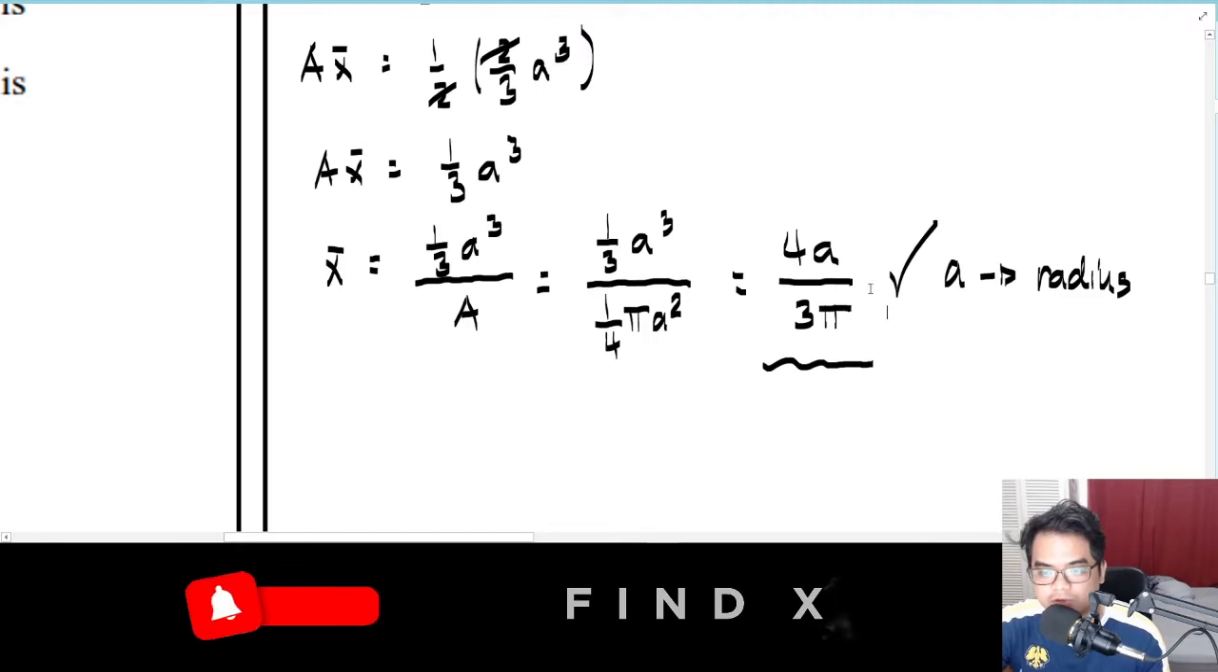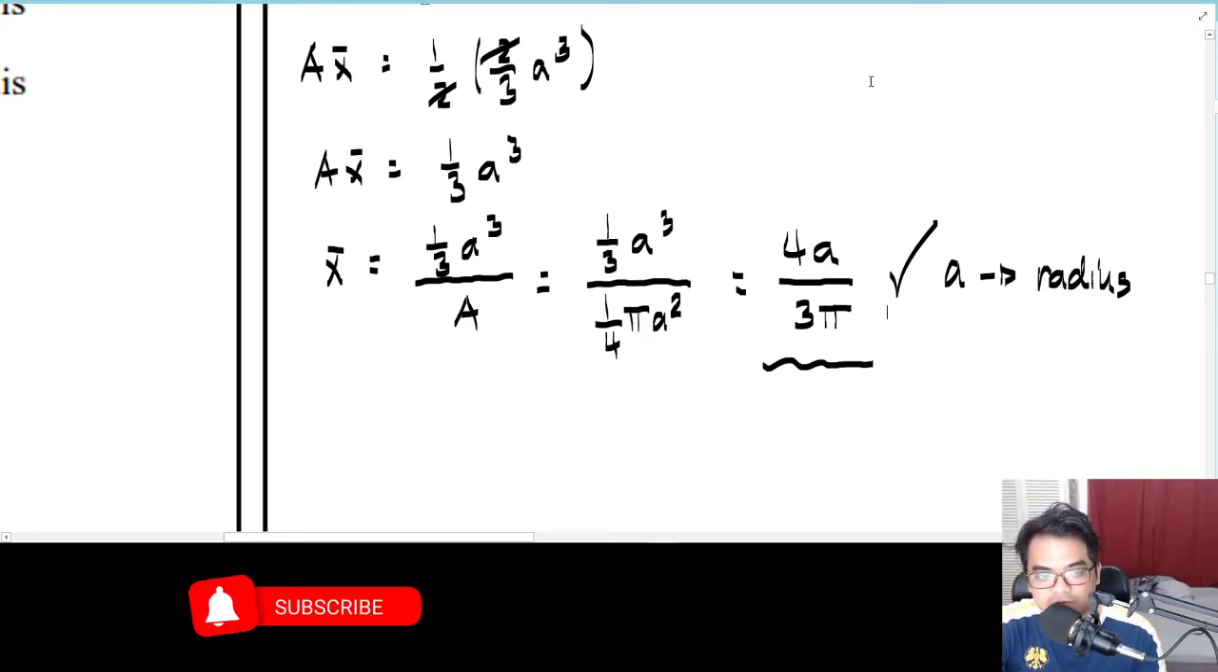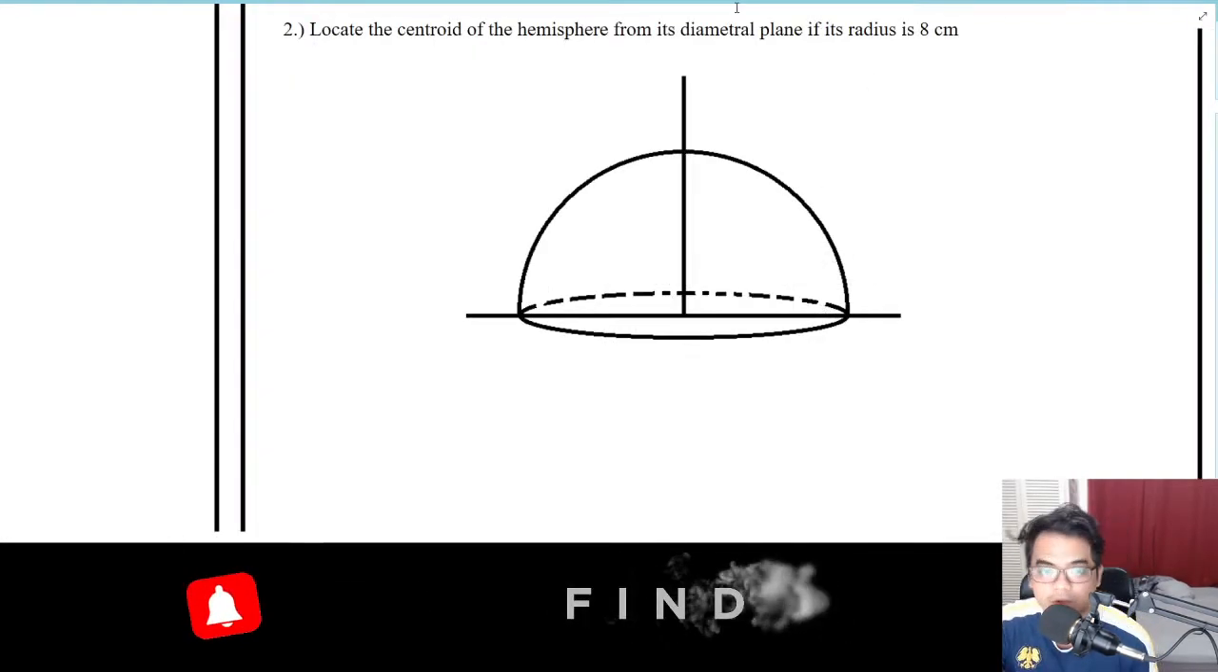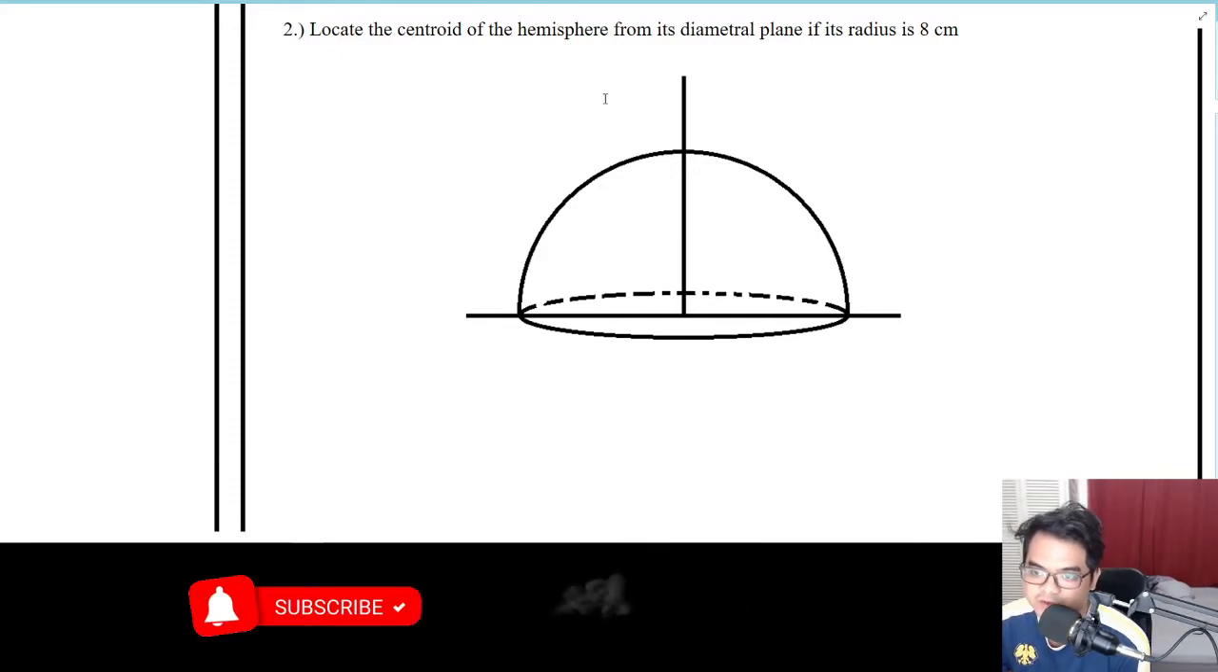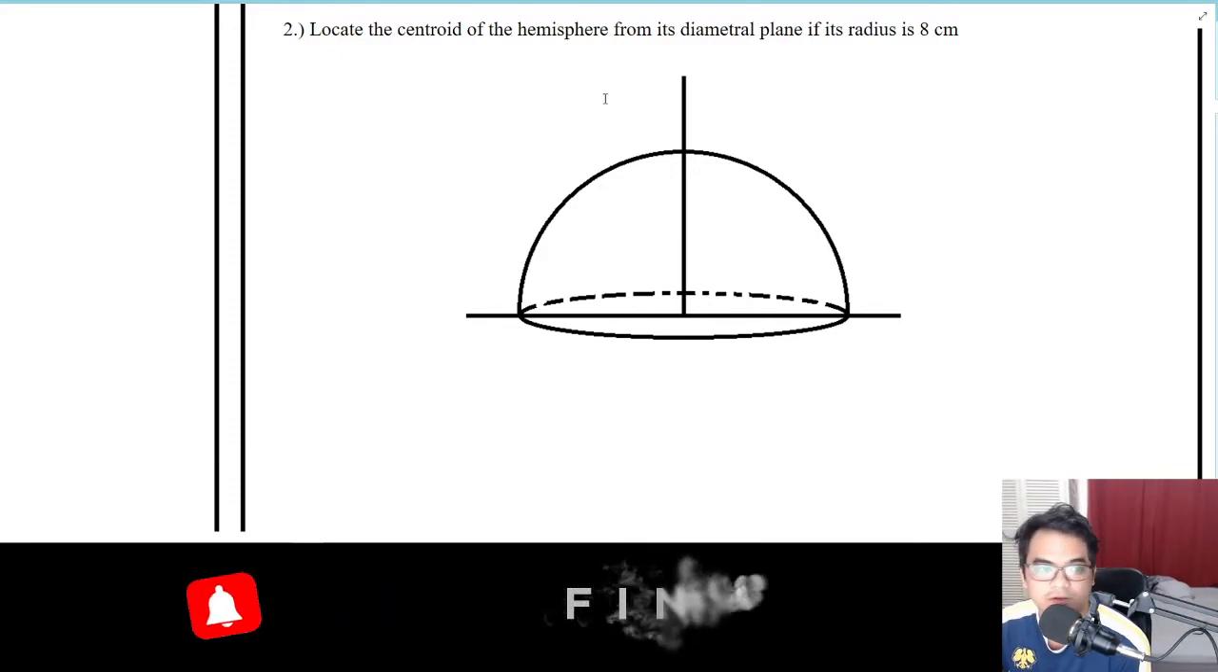Okay, so I think that's done. Let's get into the next problem. For number 2, locate the centroid of the hemisphere from its diametral plane if its radius is 8 centimeter.